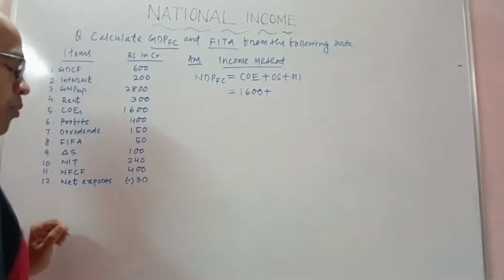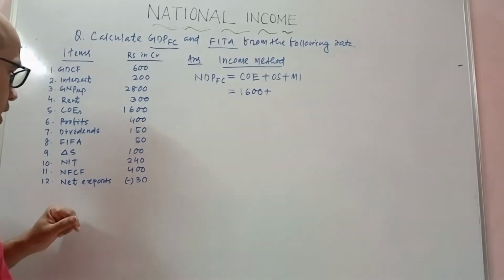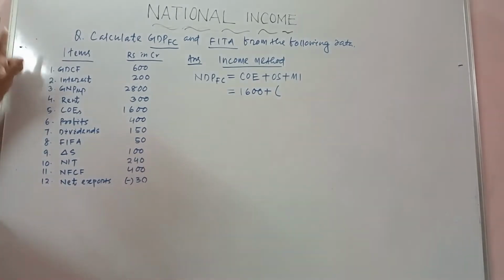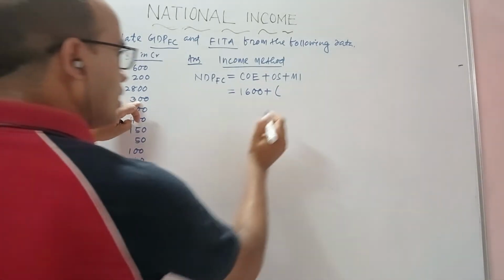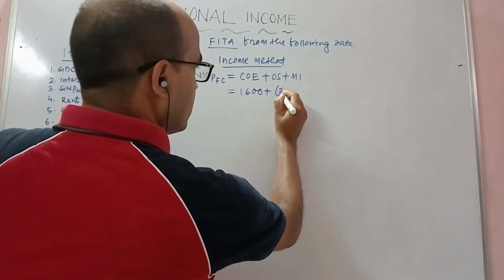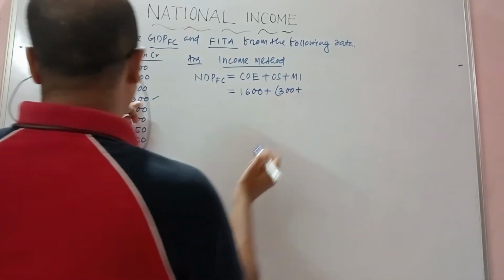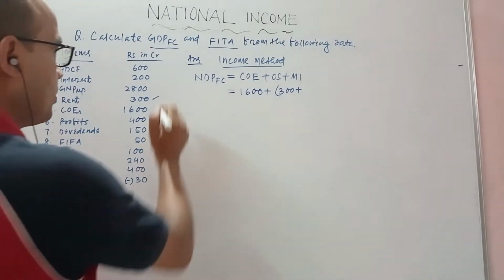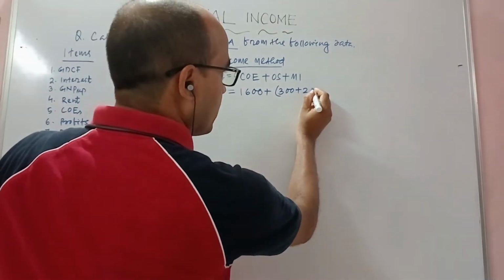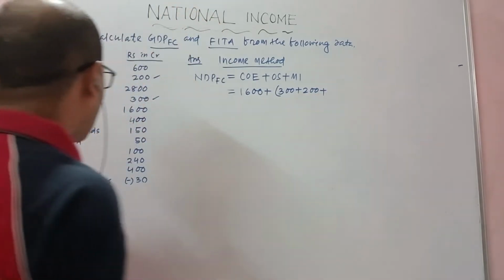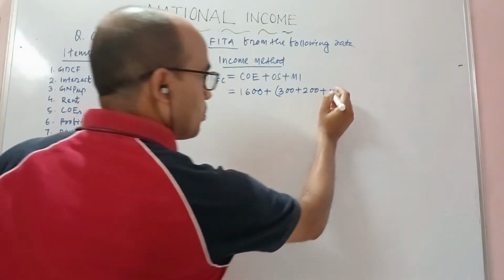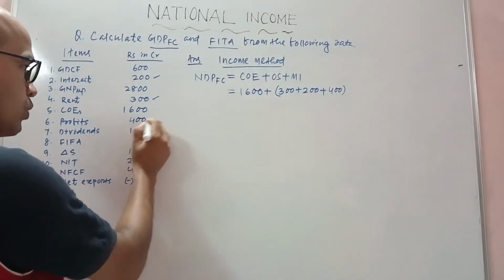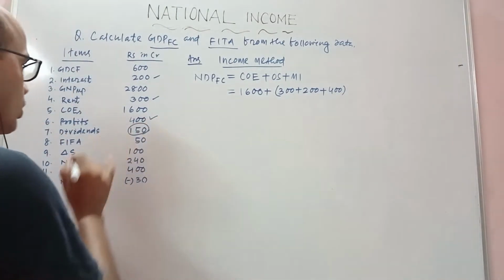Operating surplus is not there, but the components of operating surplus are there. What is the first one? The first one is rent. Rent is given 300. You can take it. Royalty is not there, but the second is interest. Interest is given 200. The third one is profit. Profit is mentioned 400. Dear students, dividend is not required when profit is mentioned.